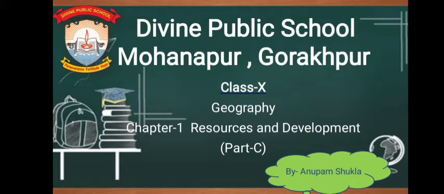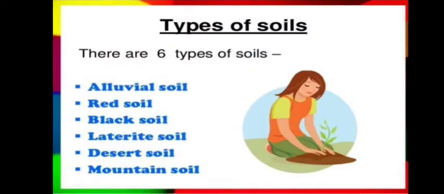We studied the formation of soil as a resource. Now, today we will study different types of soils. There are 6 types of soils: alluvial soil, red soil, black soil, laterite soil, desert soil and mountain soil.